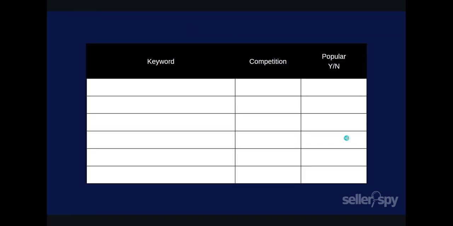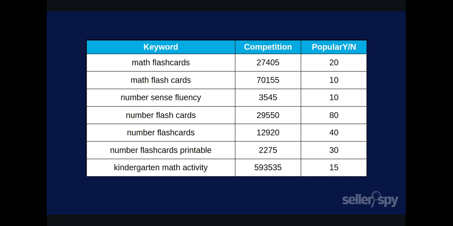So if you don't have SellerSpy, you can create a little chart like this where you'll put your keyword, your competition, and whether it's popular. And just going back to that first example, the math flashcards product, this is a grid that I created for that product when I was trying to optimize it.